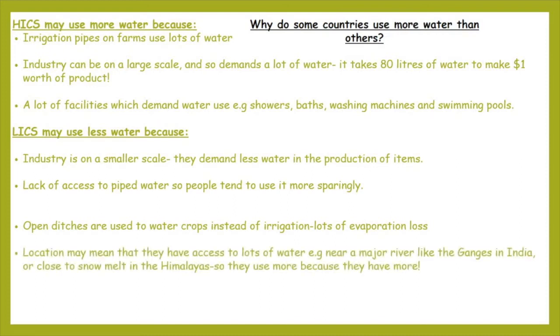And the location. So there are LICs, India, for example, is right in the foothills of the Himalayas. They get a lot of snow melt from the glaciers in the Himalayas. They've got major rivers running through India like the Ganges. So sometimes an LIC or an NIC might use more water because it has more water available to it.